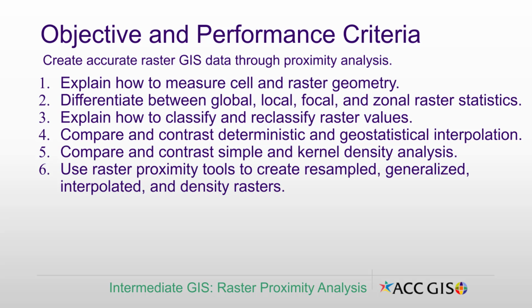You should be able to differentiate between global, local, focal, and zonal raster statistics. Global statistics are statistics for an entire raster data set. Local are statistics for a column of coincident cells between multiple rasters. Focal are statistics for a neighborhood around a cell, and zonal are raster statistics calculated for individual zones in a raster. You should be able to explain how to classify raster data sets utilizing symbology or reclassify raster values utilizing geoprocessing tools like reclassify.